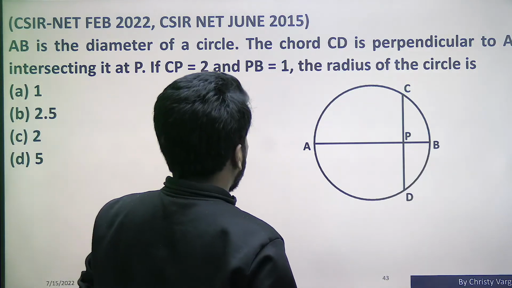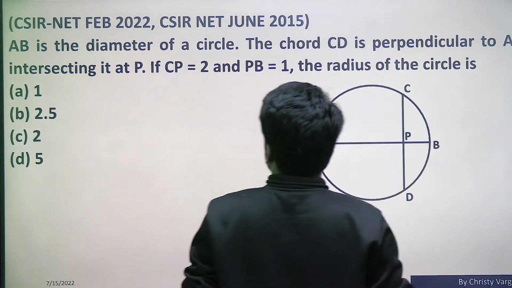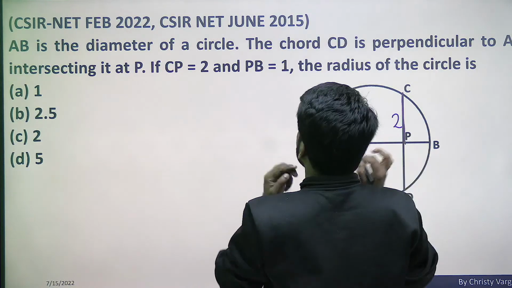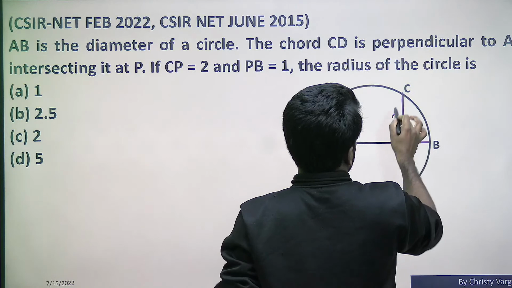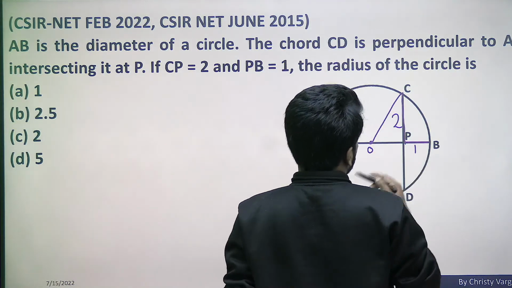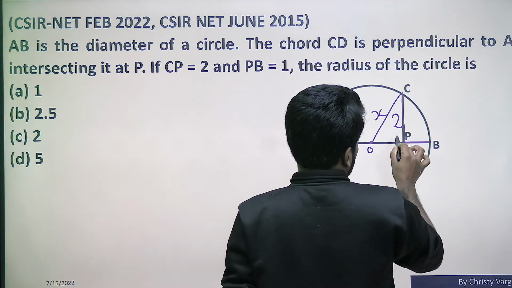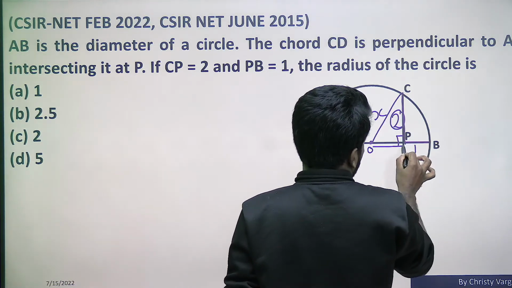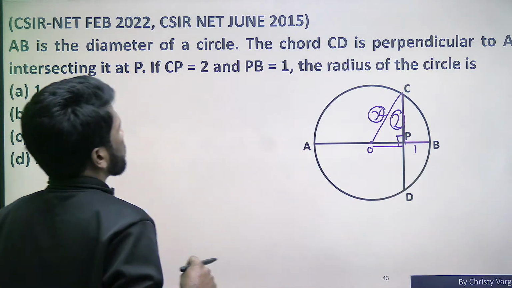Chord CD is perpendicular to AB, intersecting it at P. If CP equal to 2, so question says this much is 2, CP is 2, PB equal to 1, this much is 1. Radius of the circle, radius means I can draw from center like this. If this is O, be the center, OC is the radius, this is our required unknown. ये देखो ये perpendicular है, so definitely ये 2 है, इसका value find कर सकता है तो x का value निकाल सकता है पाइथागोरस थ्योरम यूज करके.